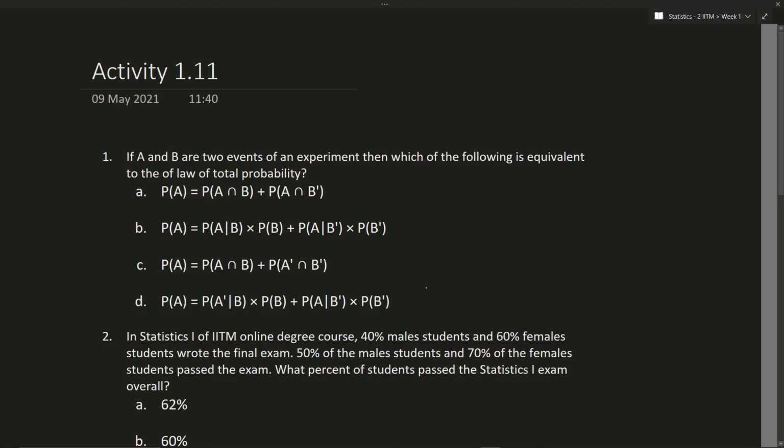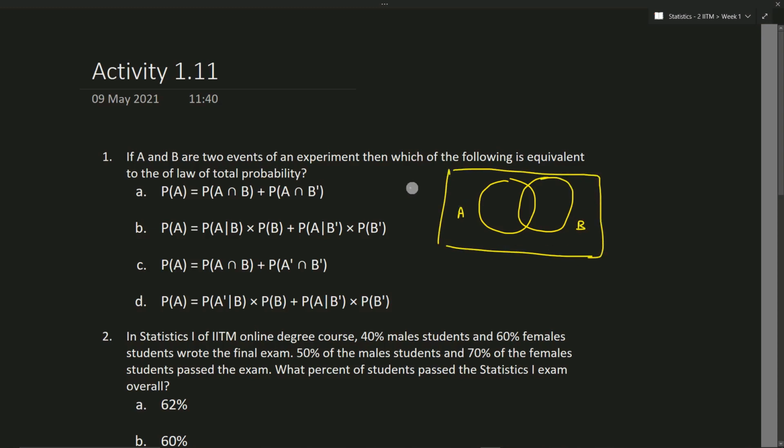Okay, so we'll start with activity 1.11. Here the first question: if A and B are two events of an experiment, then which of the following is equivalent to the law of total probability? To better illustrate this, I'll take the help of Venn diagrams. Here they have given probability of A intersection B. So if I have two events A and B, let's say this is the universal set.